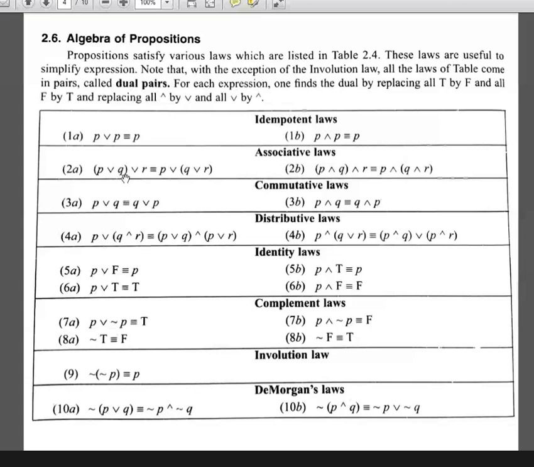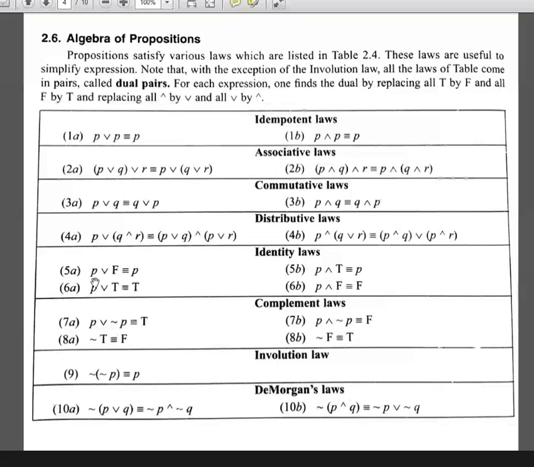The commutative law holds in both disjunction and conjunction. First one is disjunction and second one is conjunction. Like A plus B is equal to B plus A, same here, A conjunction B is equal to B conjunction A. The distributive law also holds. You can learn the identity laws.